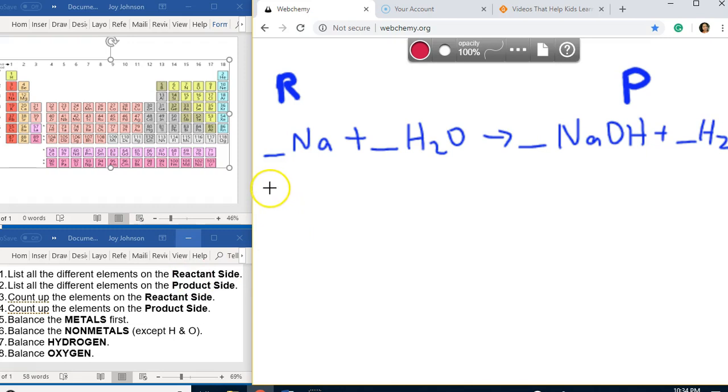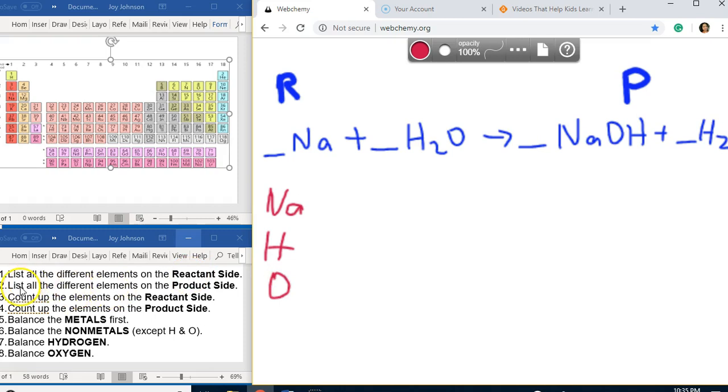In this case, first step, list all the different elements on the reactant side. So you would have Na. From the periodic table, we see Na is right here, which is a metal. Metals first, non-metals except hydrogen and oxygen, and then you have your hydrogen and oxygen. So I'm going to write hydrogen first and then oxygen. That's step number one.